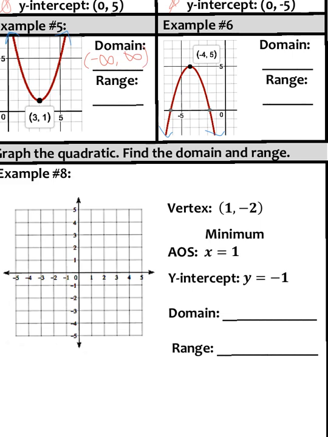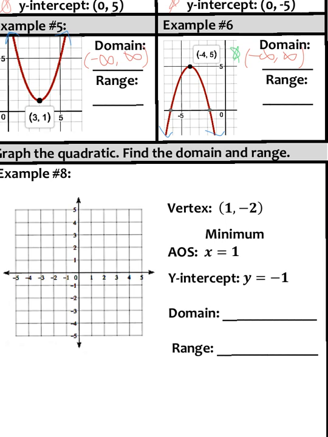Looking at example 6, even though it's a flipped over U, we still have a left arrow, meaning it's going to be negative infinity. And we have a right arrow, meaning it's going to be a positive infinity. For all parabolas, for all U's and flipped U's, this is going to be our domain for all of them. So you can always just put that down. Range is a little different.